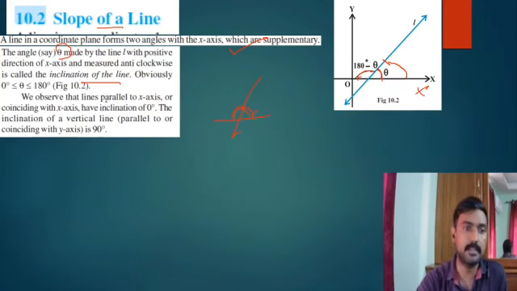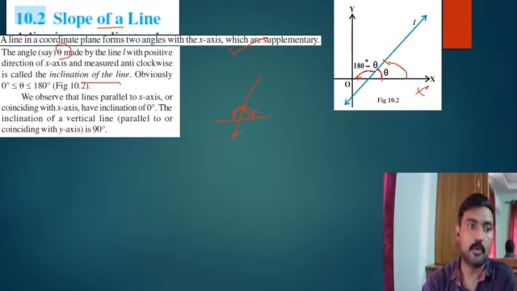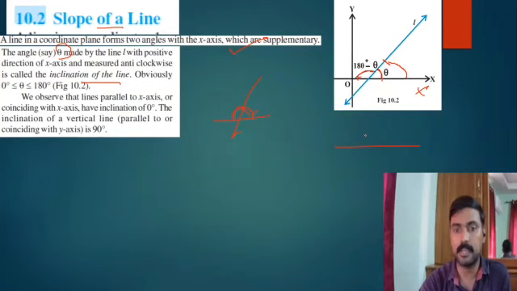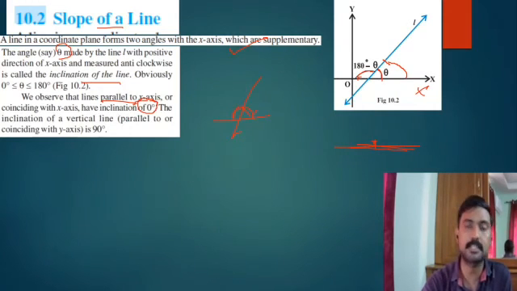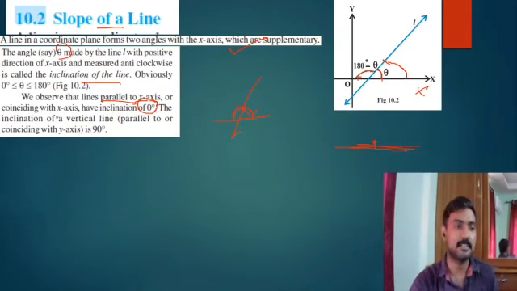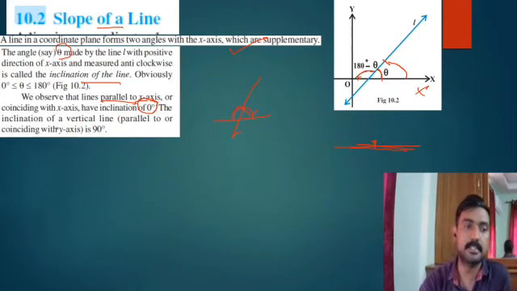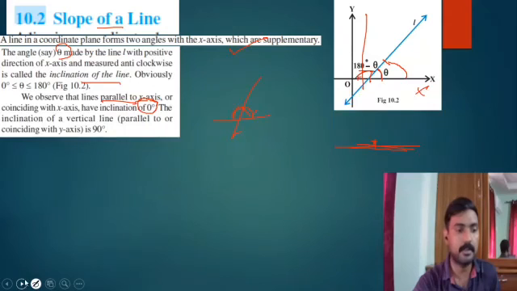We observe that lines parallel to the x-axis or coinciding with the x-axis have inclination 0 degree. Suppose one of the lines is parallel to the x-axis, it may not make any angle with the x-axis. If it is coincident also, there is no angle. So we have to understand that parallel to the x-axis means its angle will be 0, inclination of 0 degree. Okay? Yes. The inclination of a vertical line is 90 degree. If it is vertical, the angle of inclination will be 90 degree. These 2 points are very important. You have to recall that.